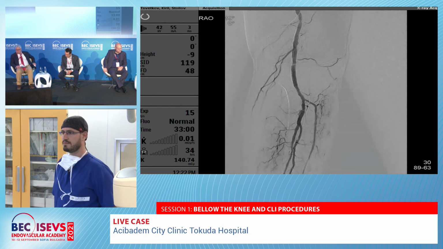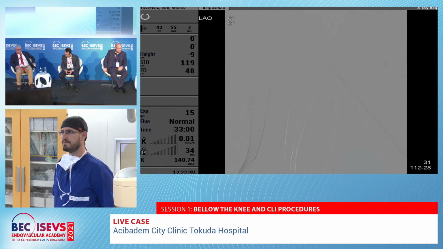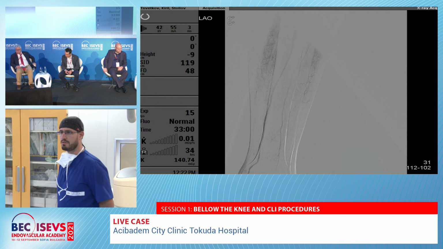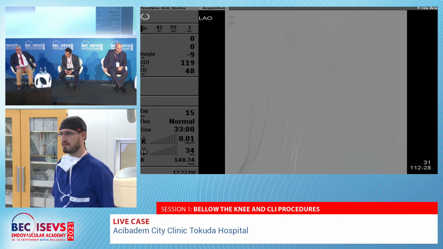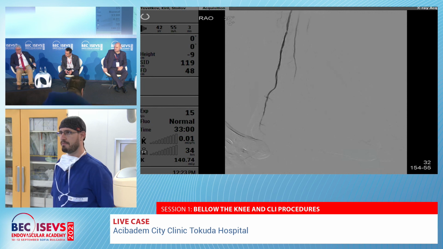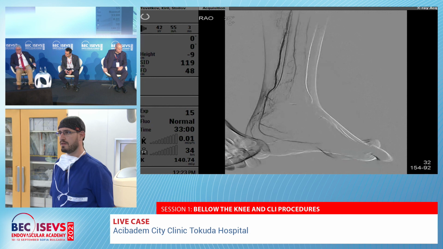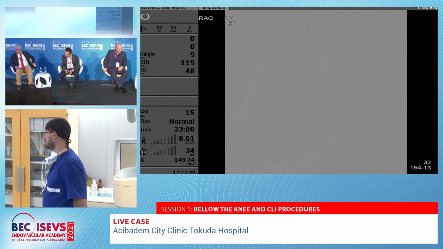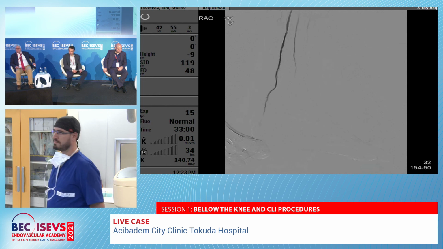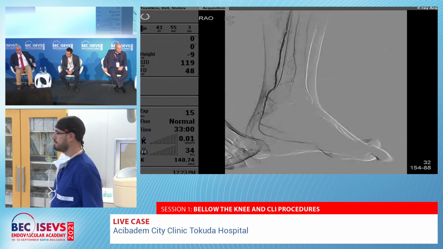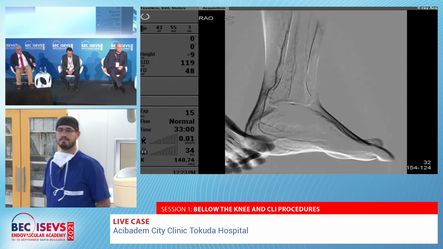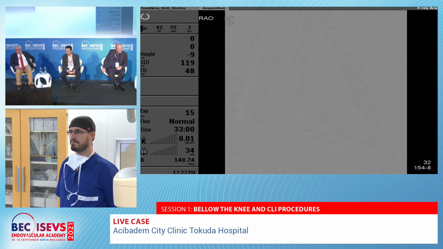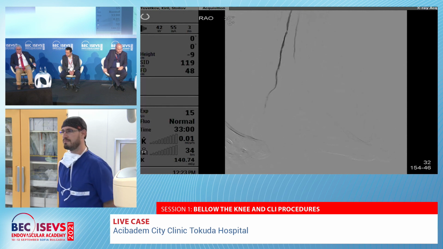Okay, next. You can see the posterior tibial is open, the peroneal artery, and the last one. Next. This will be our final image. Okay, congratulations, absolutely. Did you try the anterior? Beautiful.